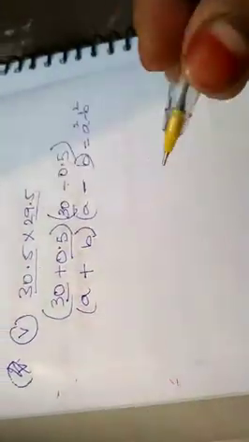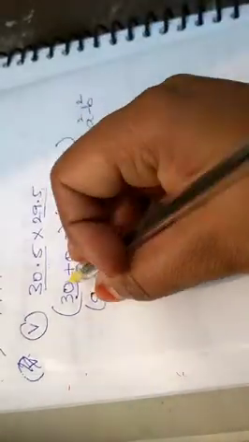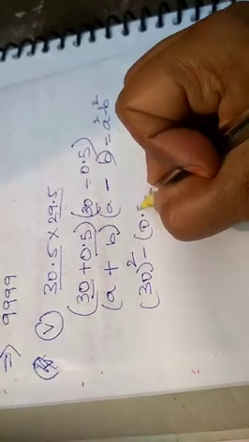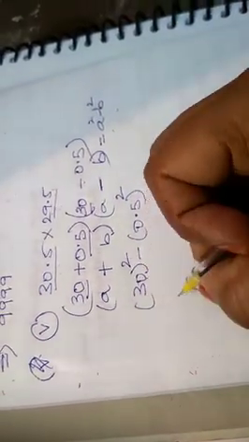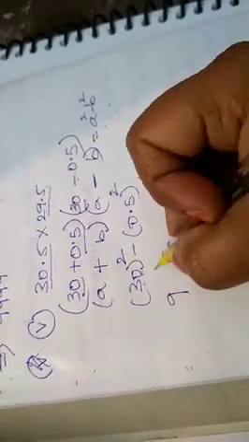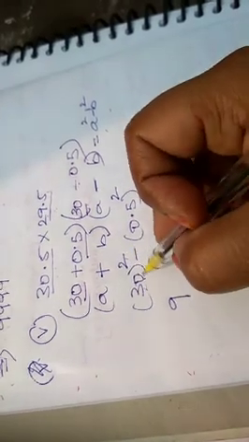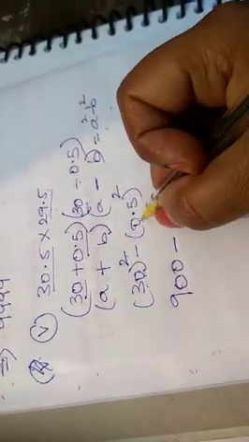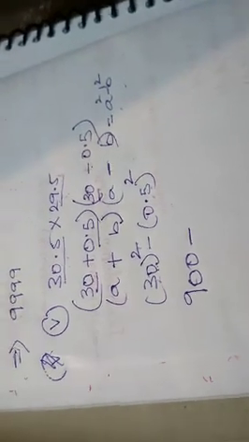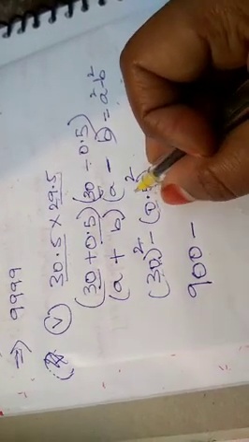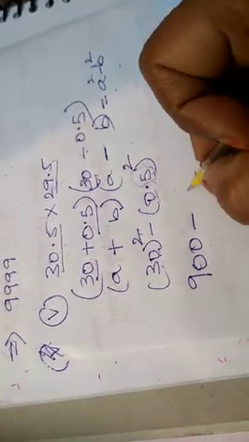Now apply this formula. So A square means 30 square. Next, minus B square means 0.5 square. Whenever a number is ending with 0, simple, we can do like this. 3 square is 9, and 0 square, just now we discussed, 0 power 2 means 2 zeros. Now 0.5 whole square. Whenever a decimal number has a square, first forget about the point, just do the square of this number. 5 square, we have 25.